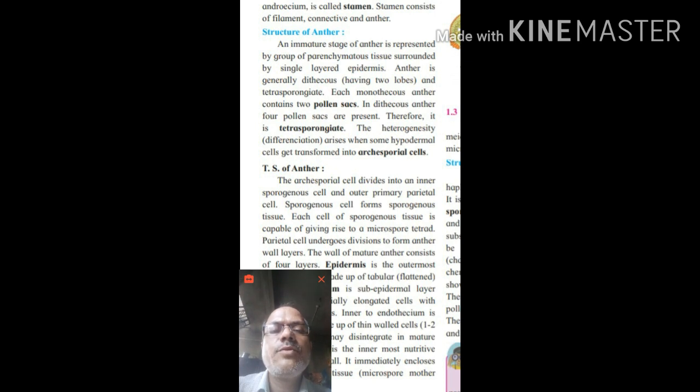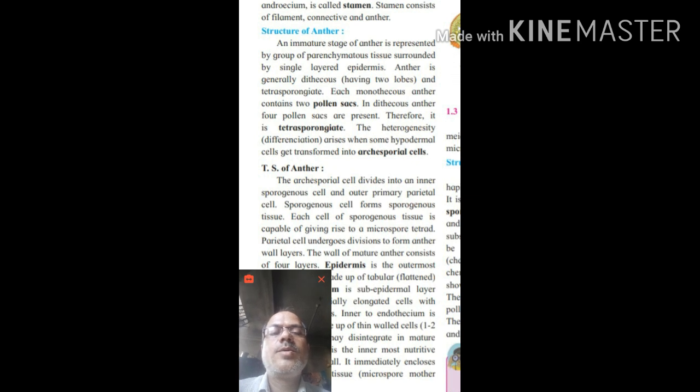These microspores, or pollen grains, are haploid in nature, and they are produced from the diploid microspore mother cell. The four-sacked, or four-chambered, pollen sac is called tetrasporangiate. Tetra means four. That means a four-chambered anther is called tetrasporangiate.